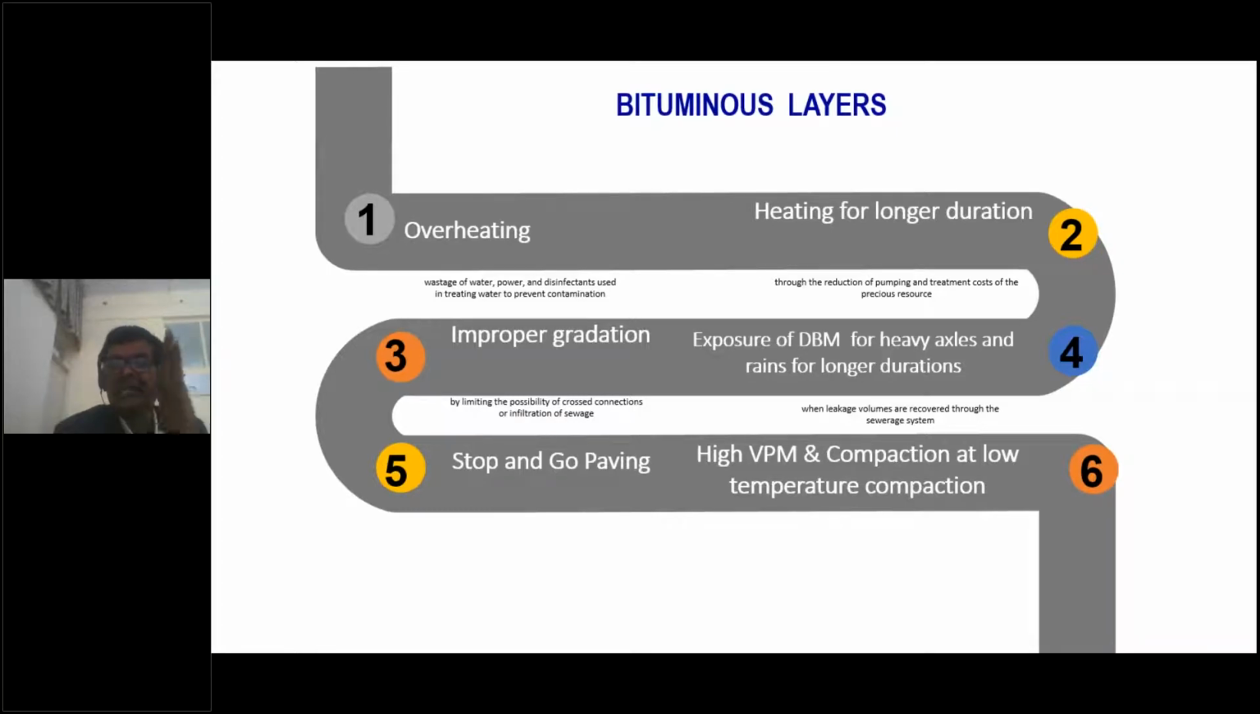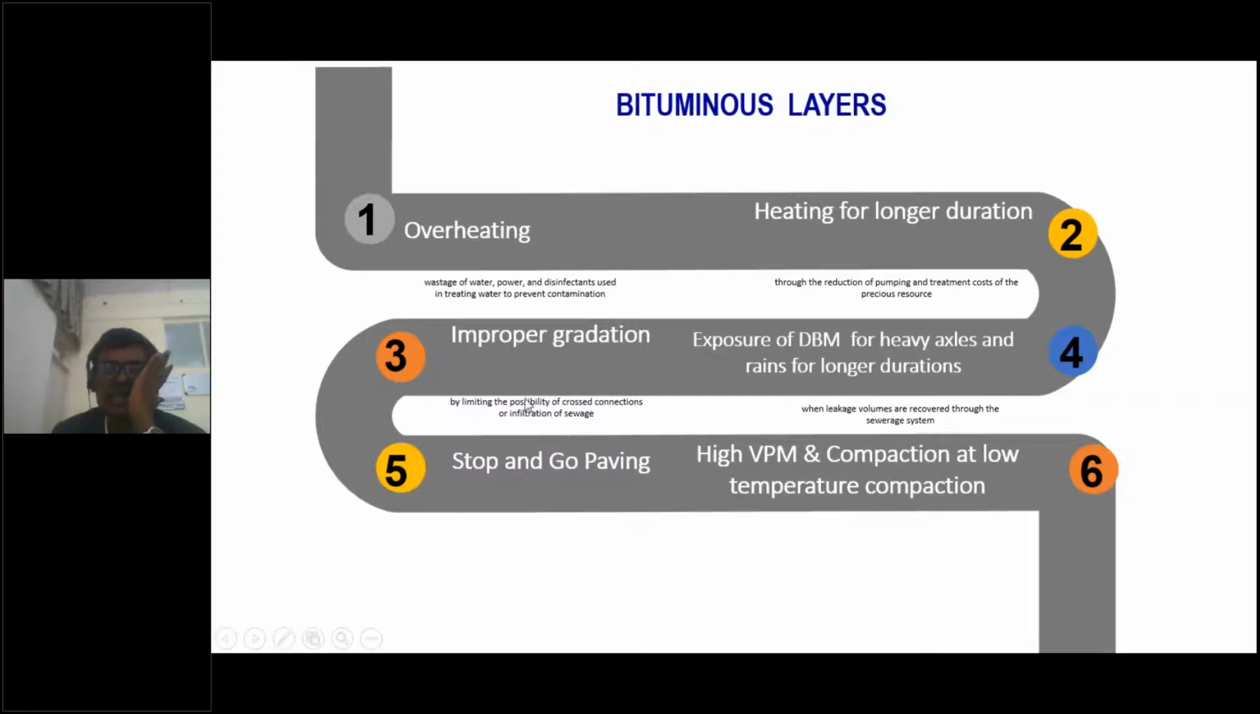Second thing is, if the lead is more, if the distance of transportation of this bituminous mix from the plant to the construction site is more, just to maintain the paving and compaction temperature, we heat the mix for a longer duration in the plant. That is also very, very dangerous. It kills the mix. And then comes gradation, which is very, very important. As said, density for soil, gradation for aggregates. For bituminous layers, it is temperature and gradation. Temperature and gradation are very, very important for the bituminous layers.